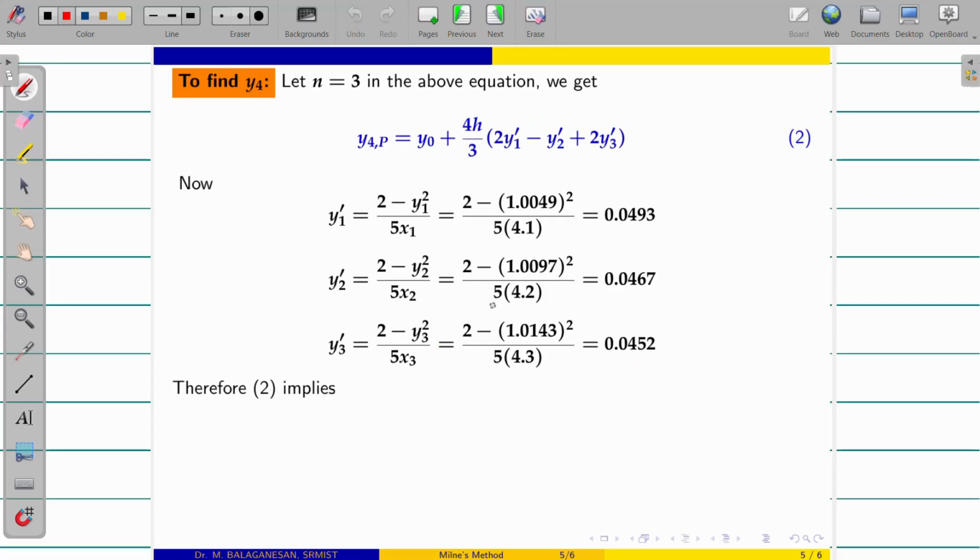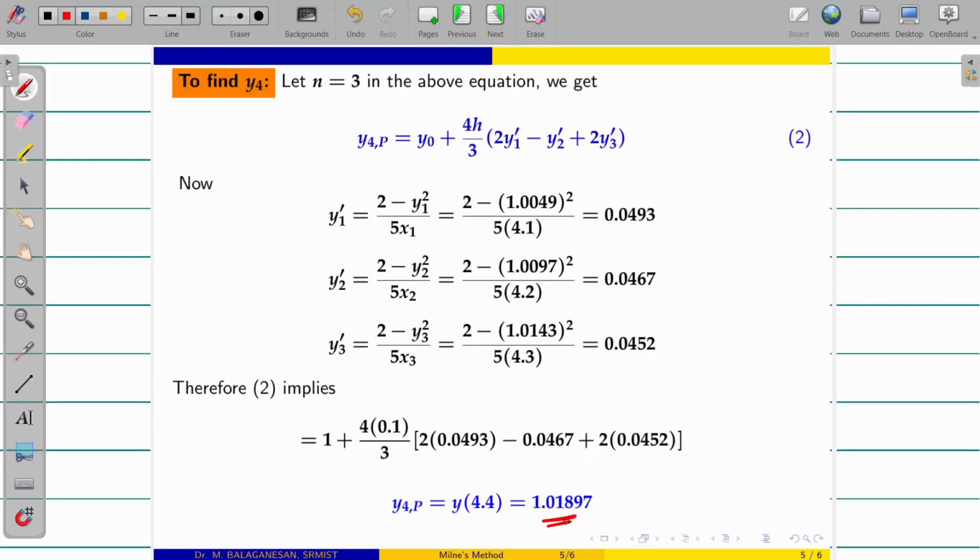Substitute everything in equation 2. This is equation 2. In this equation, we can get the answer. Simplify everything, we can get the answer. So we have predicted; we just predicted your answer. It is not the exact one. Obviously, we are not finding the exact one. Nearer to the exact one, approximate one only we are finding.